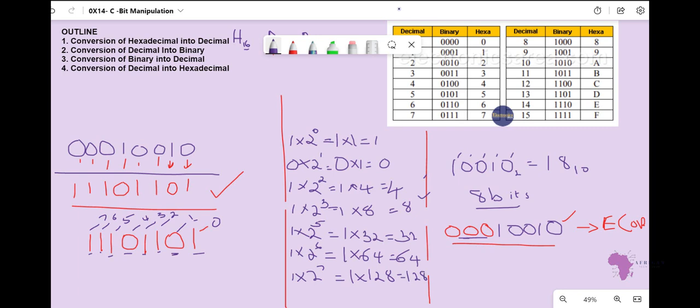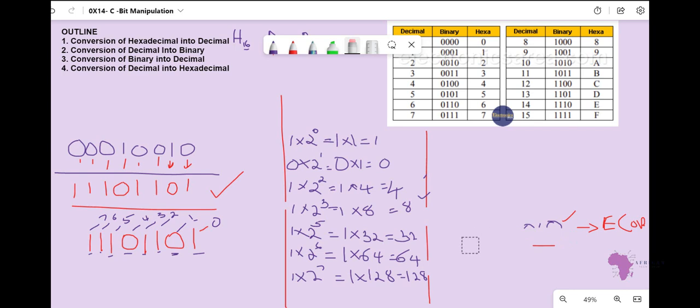So that is now equal to all these ones. For us to get a decimal number in that case, we will add all these numbers. That is 1 plus 0 plus 4 plus 8 plus 32 plus 64 plus 128. And if I'm not wrong, it will give us 237 base 10. That is the answer.